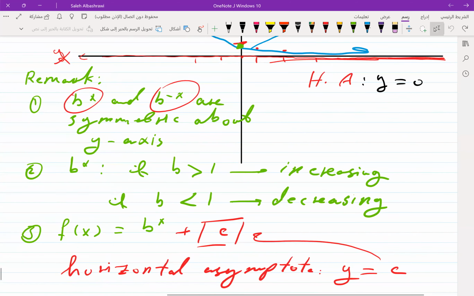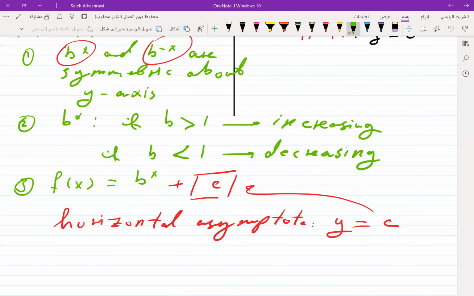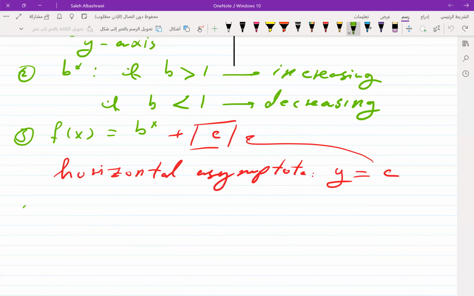One more thing, sometimes we need to find this point when x equal to 0, the y-intercept. This is if x equal to 0. If x equal to 0, y will be 1 in this function. So it is e to power 0 or 2 to power 0 or 1/2 to power 0, depending on the base. It is b to power 0. So this is the idea of graphing an exponential function.